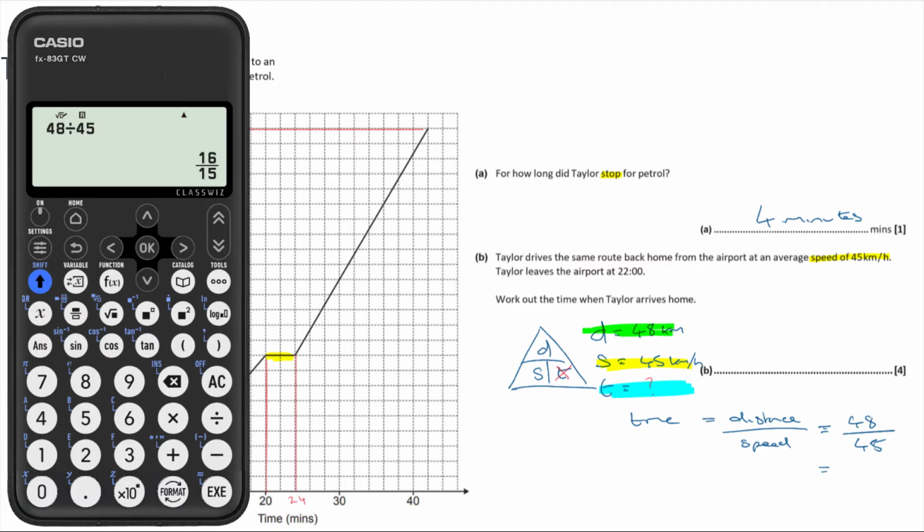Now I want this as a time. Now there is a feature on your calculator to show this in sexagesimal mode. So if you press the format key, go down to sexagesimal, then that will rewrite it as 1 hour, 4 minutes and 0 seconds. Okay, so that's 1 hour, 4 minutes and 0 seconds.